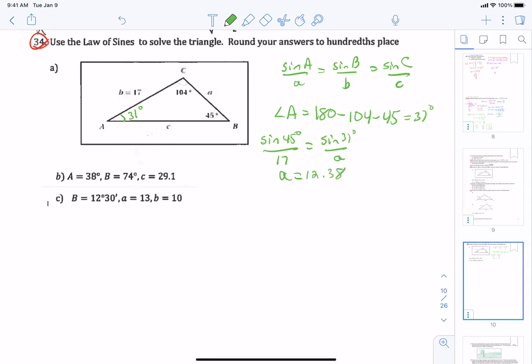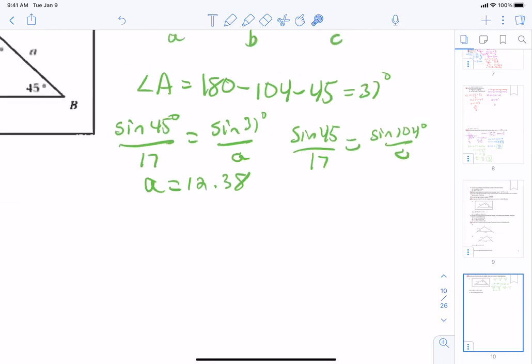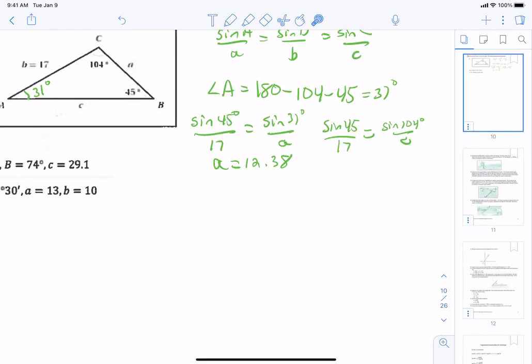Now we can do it one more time. Use that same pair you know. So sine of 45 over 17 to find the information about C. So that would be the sine of 104 over C, because that's what's across from C. Same deal as far as setup. Make sure your calculator is in degrees. So you're going to do the sine of 104 times 17 divided by the sine of 45. And we get 23.33.